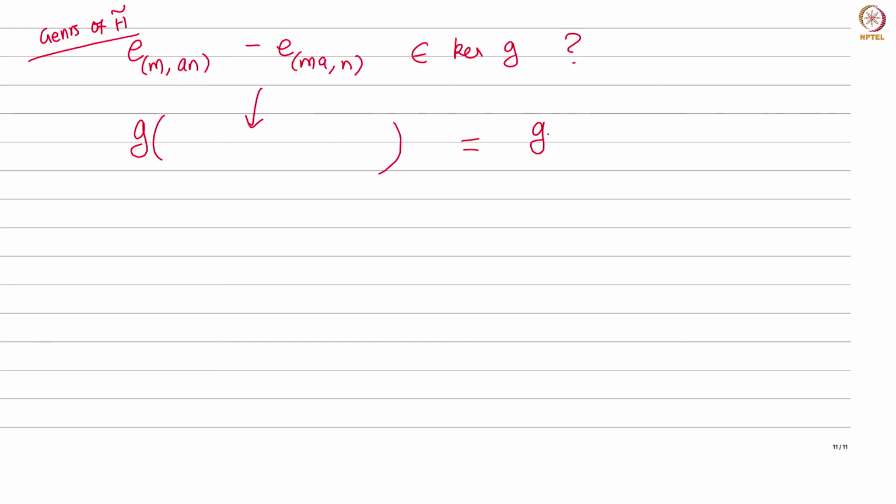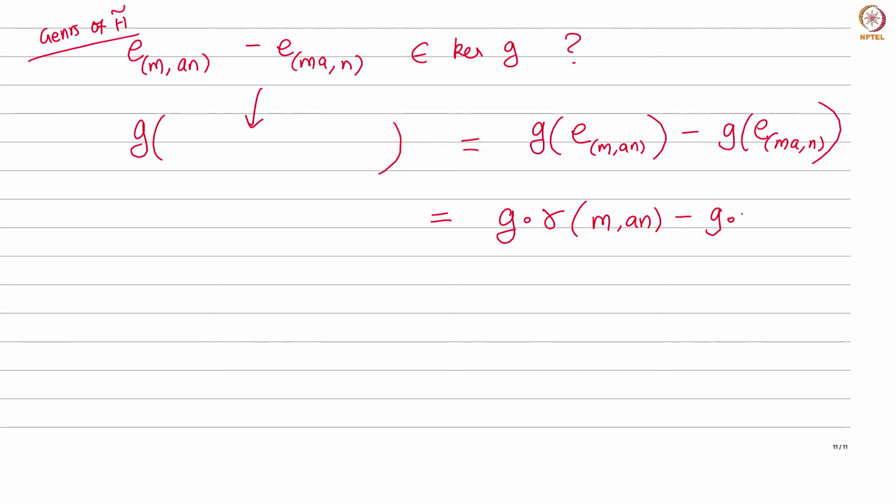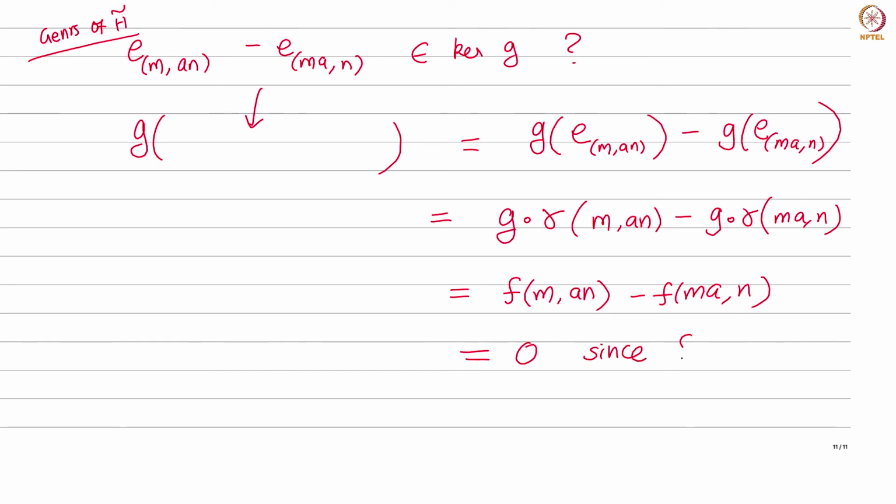Now G is a group homomorphism, a Z linear map, which implies that this is just going to be this. But then what is this? This is just G composition gamma of (m, an) minus G composition gamma of (ma, n). Now, what was the property of G? Well, G gamma was F. So this is F of (m, an) minus F of (ma, n). But observe that this is 0 because F was given to be R balanced.